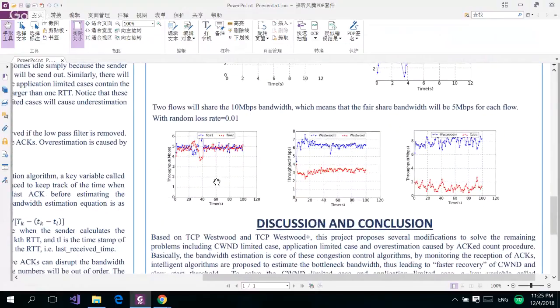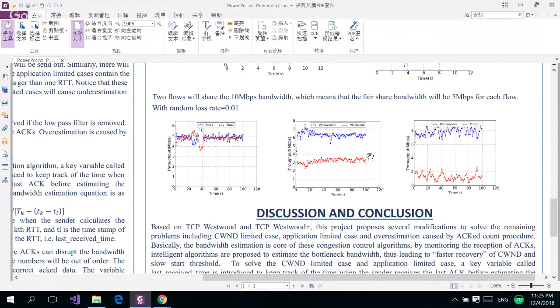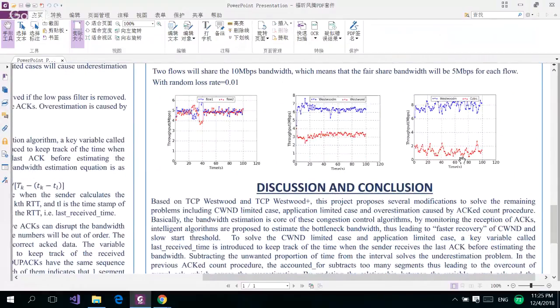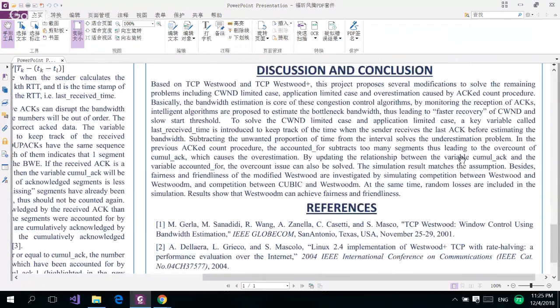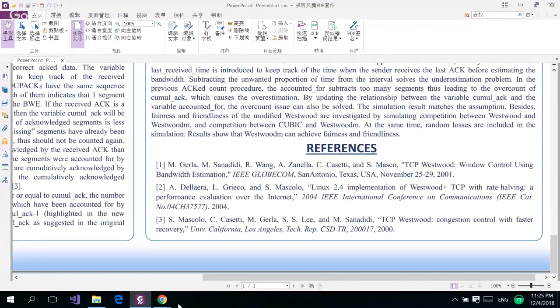For the first figure, two Westwood M flows compete with each other, and this figure shows the fair share result. With a random loss rate in the bottleneck link, where the loss rate is equal to 0.01, Westwood M will actually outperform Westwood and Cubic. That's all.